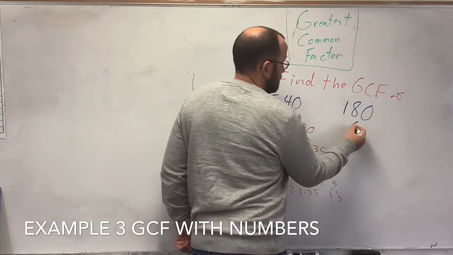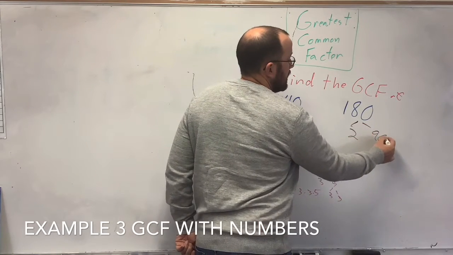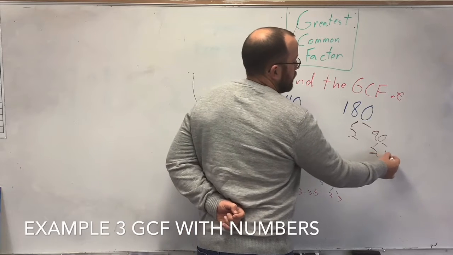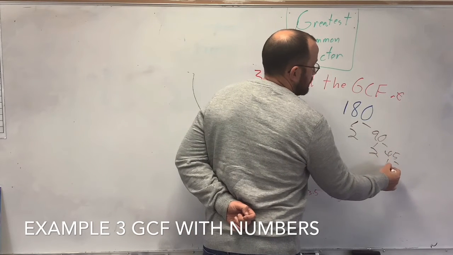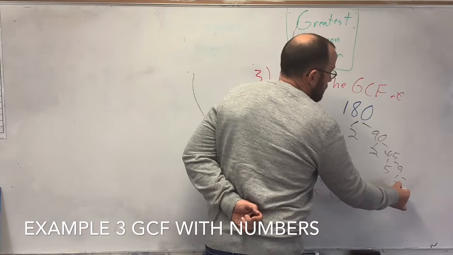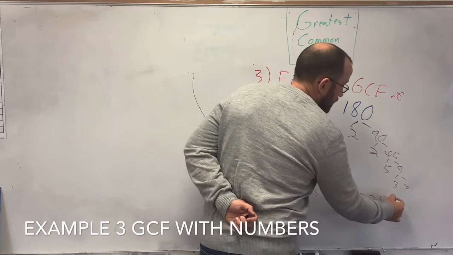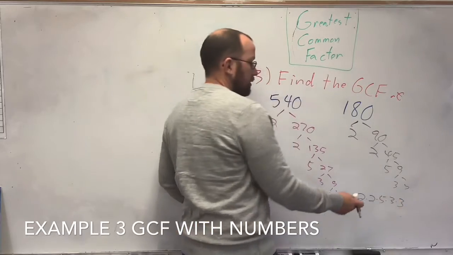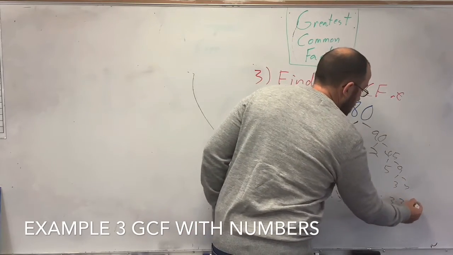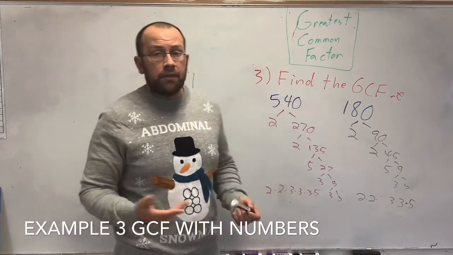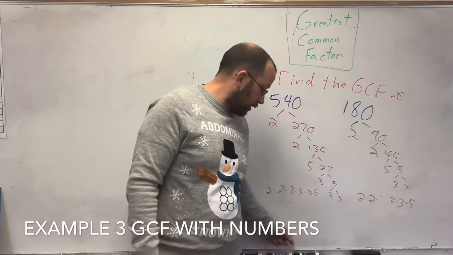Now 180. 2 and 90, 2 and 45, 5 and 9, 3 and 3. So I get 2 times 2 times 5 times 3 times 3. I'm going to put that in order. And there you go. Now all I have to do is find out which factors match up and multiply them together.